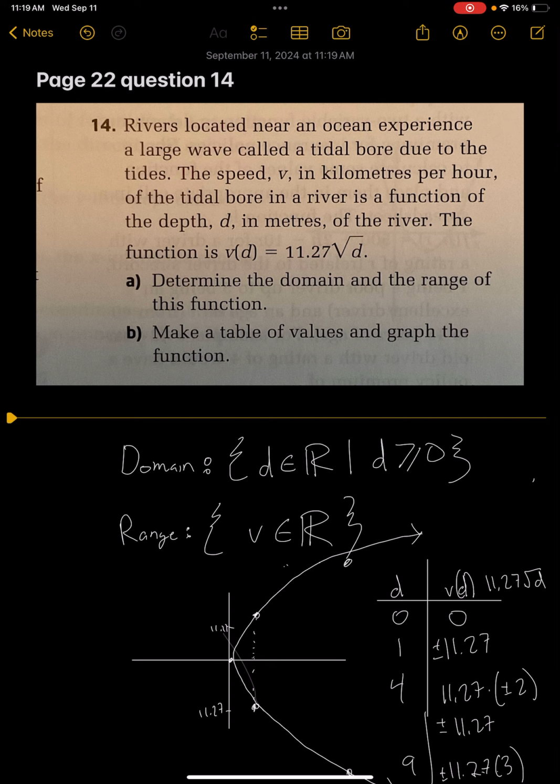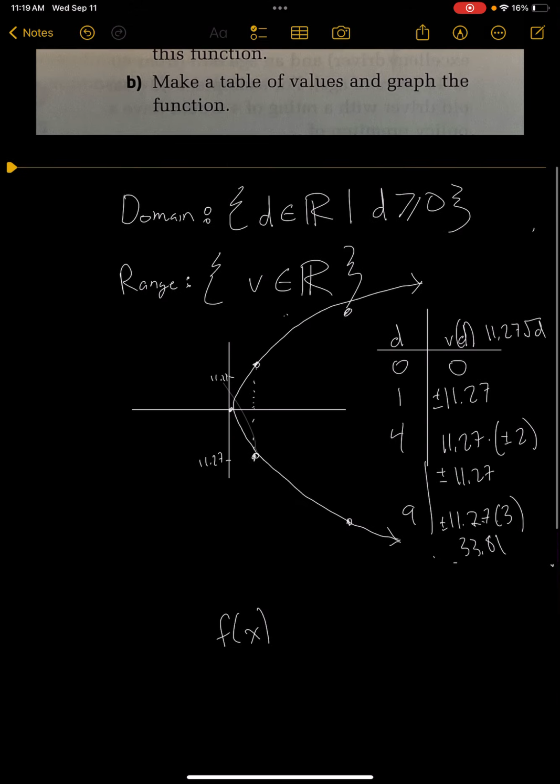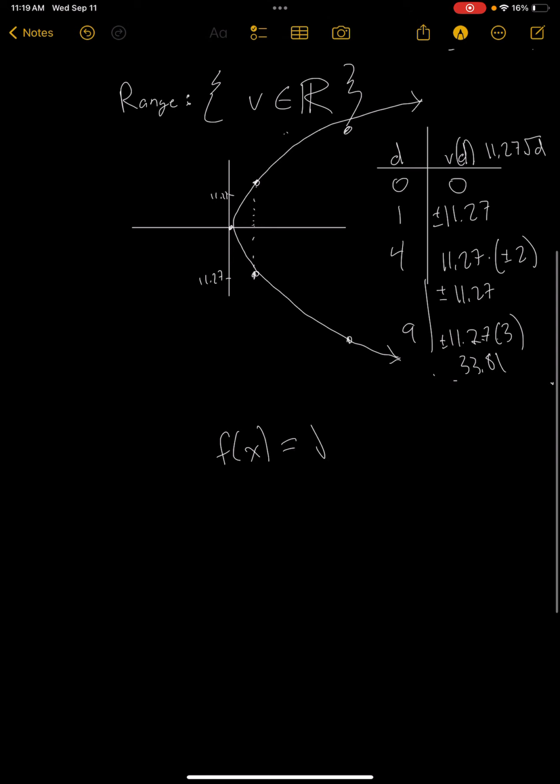So I guess the point of this is getting used to the fact that something like f of x, I know they used v of d, but f of x equals root x gives you something like that. Okay? Something like that.